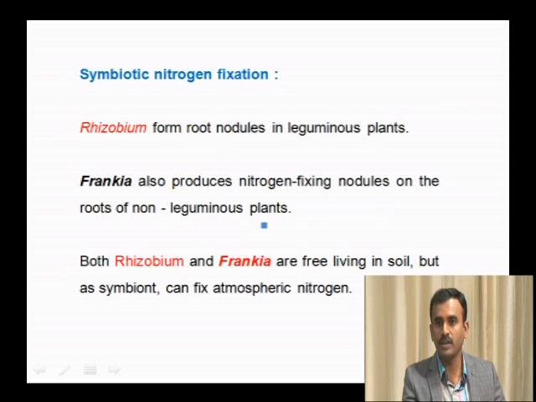Symbiotic nitrogen fixation is done by Rhizobium bacteria present in the root nodules of leguminous plants. Frankia also produces nitrogen fixing nodules in plants. Both Rhizobium and Frankia are free living in soil, but as symbionts they fix atmospheric nitrogen. They help in the formation of root nodules.